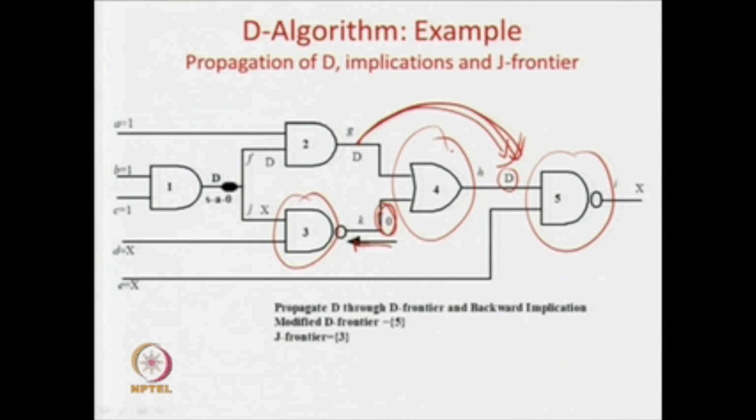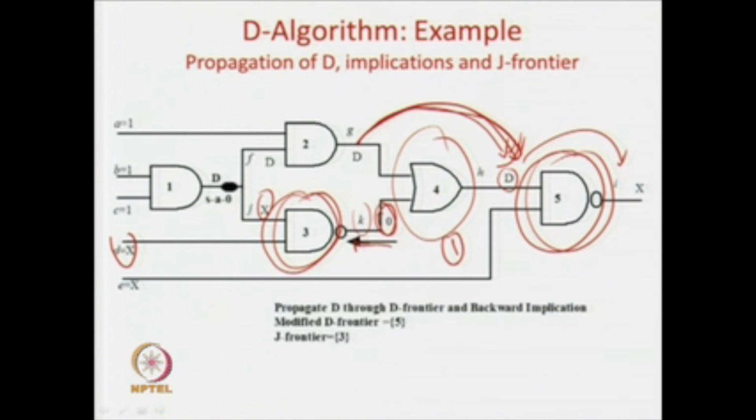a J frontier, because you have to find out the value of this net k by backward implication, and it will also create another J frontier for 3, because you have to also find out the value of these 2 nets. As well, it has created a new D frontier, gate number 5, because there is a chance of propagating the value of D from here to here, because the output is x. So, this propagation is creating 3 things.